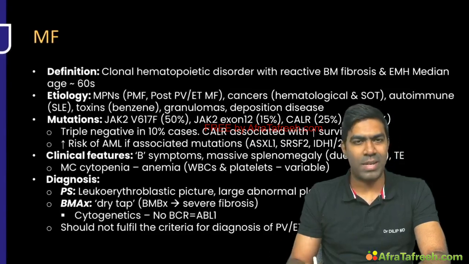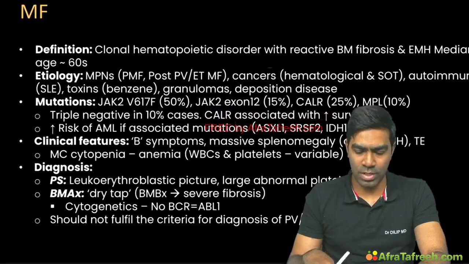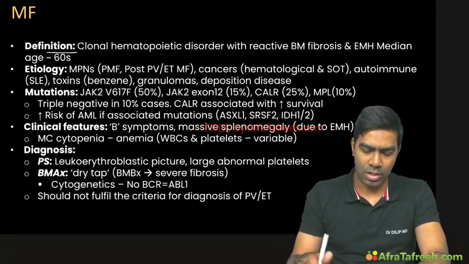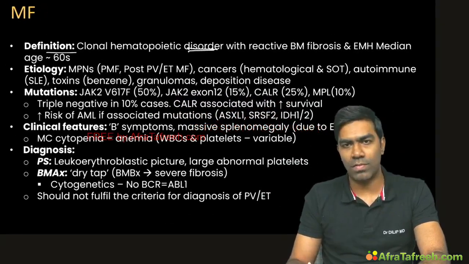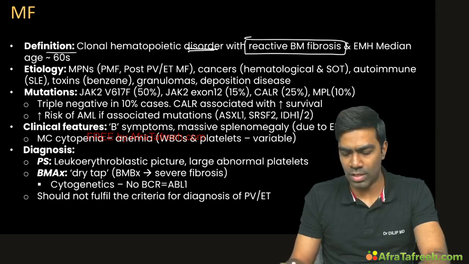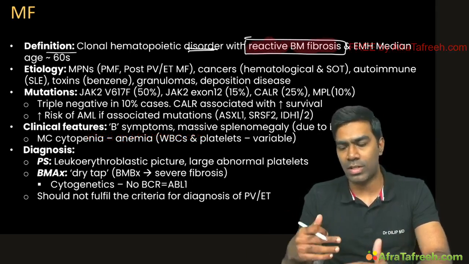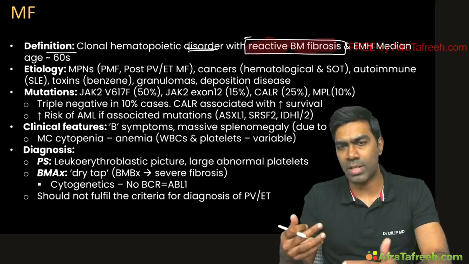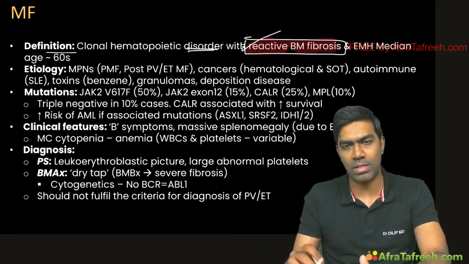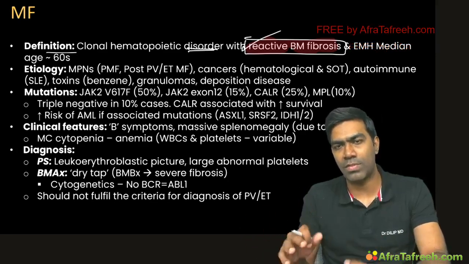Coming to primary myelofibrosis. So what's the definition? It's a clonal hematopoietic disorder with reactive bone marrow fibrosis. That is the most important problem here. Bone marrow cellularity can be quite variable. It can be hypercellular, especially if it's pre-PMF, or it can be normocellular, or over time it can become hypocellular because of the replacement of the hematopoietic elements with fibrotic tissue.